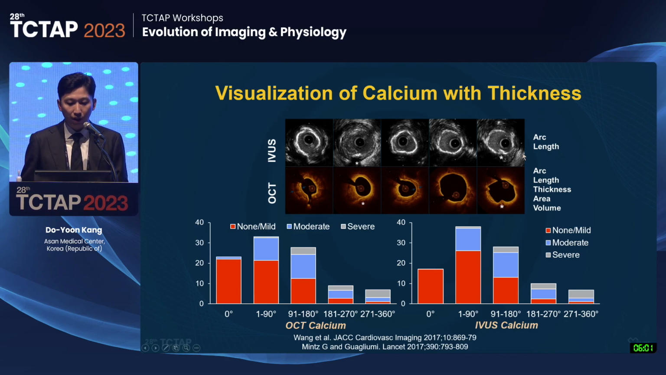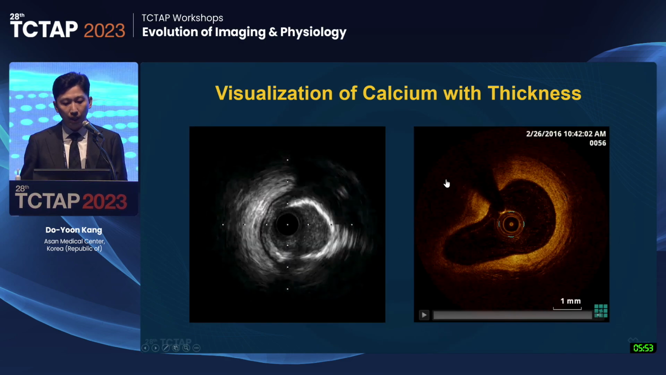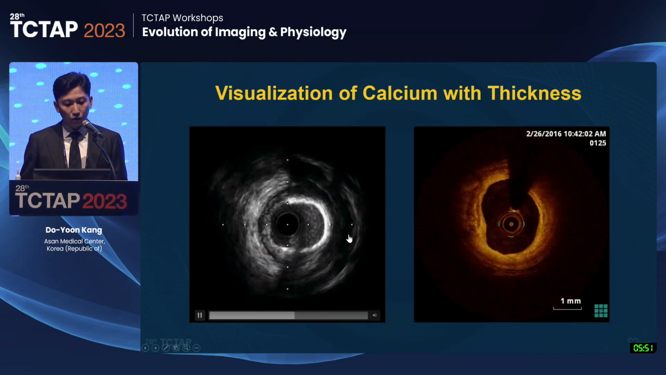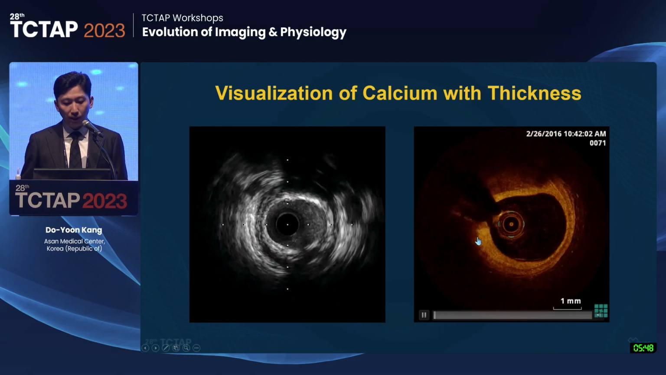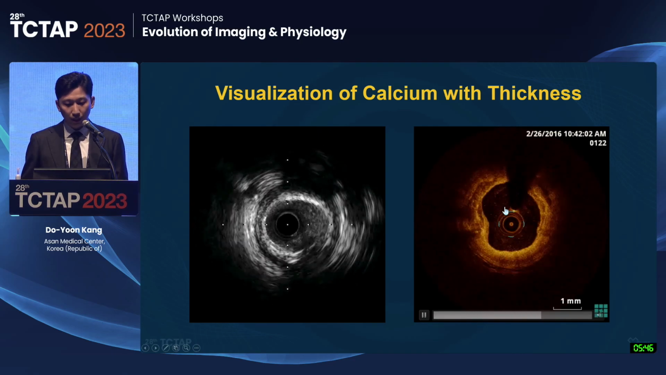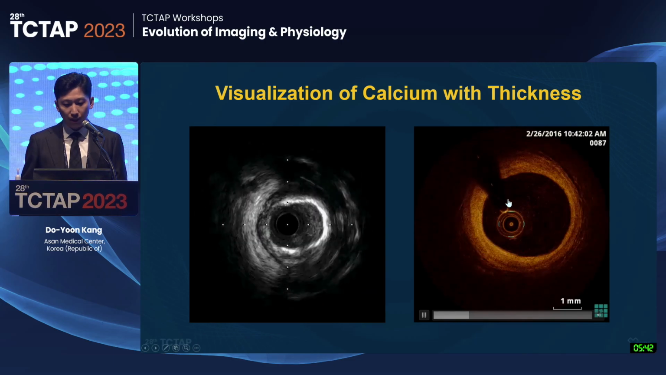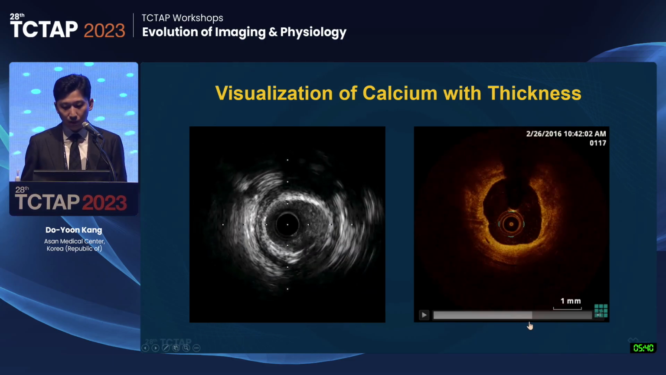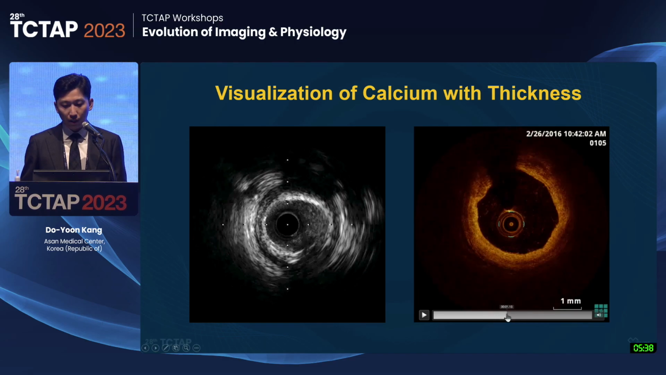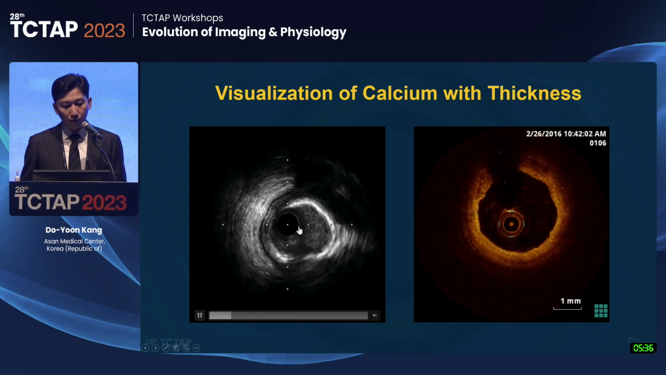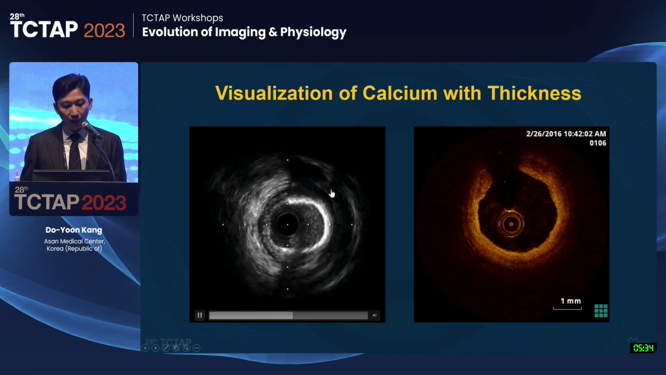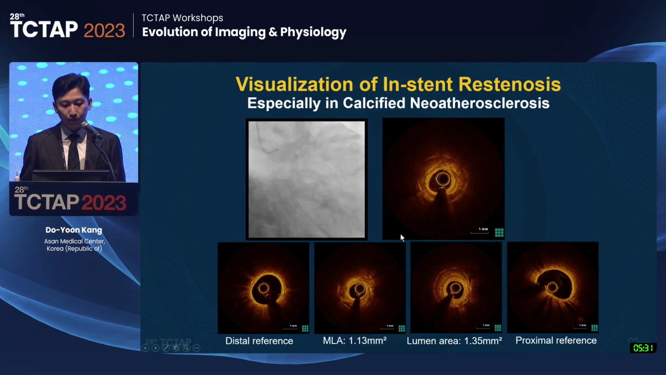IVUS can evaluate the arc and length of the calcium, and OCT can also visualize the thickness and area volume of the calcification. This is a comparative image of IVUS and OCT in the same calcification. OCT is fast and can clearly visualize the calcification, including the thickness. Then with IVUS, for thick calcification, we cannot see the backward.